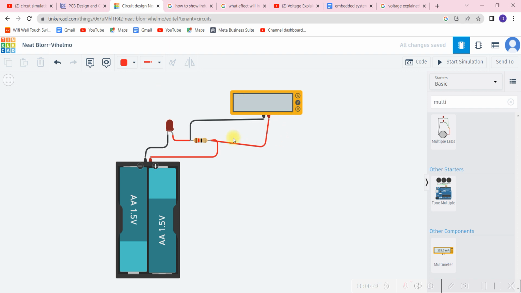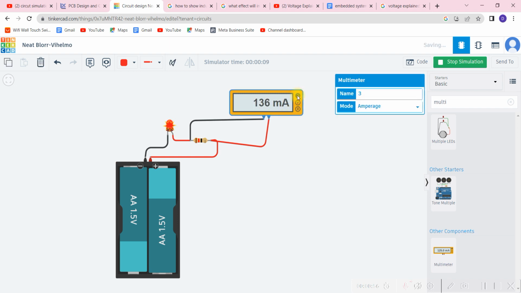Let me do that there. If I start running the simulation, you can see that the resistor is taking 630 millivolts. That's about 0.6 volts, right? Let me see the current. The current it is consuming is about 136 milliamperes, right?